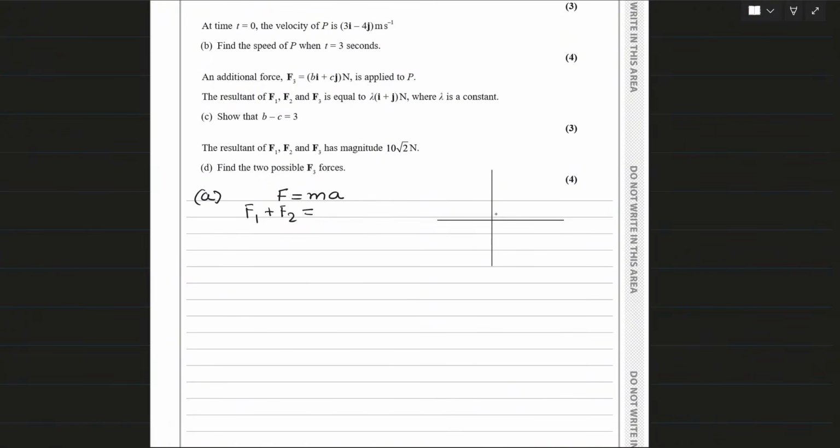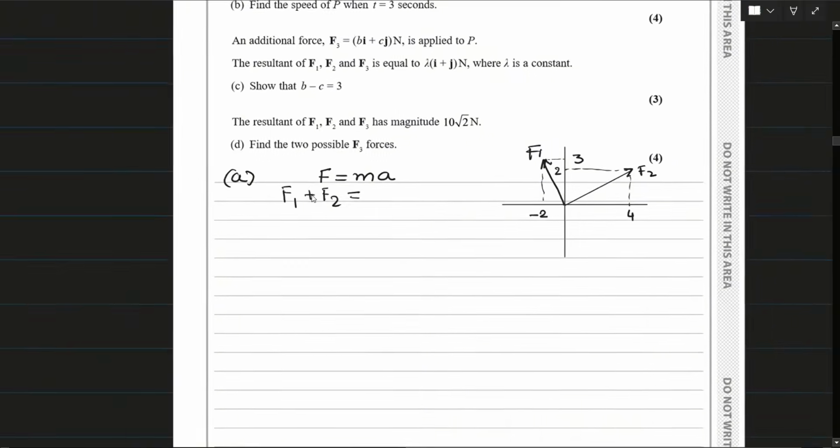In our case, we can represent our F1 and F2 forces on an axis. We know from the question that F1 is equal to minus 2I plus 3J. So the F1 force is like this. The horizontal component of F1 is minus 2, and the vertical component is 3. In the same way, F2 can be represented in the diagram. The F2 force has a horizontal component of 4I and a vertical component of 2J.